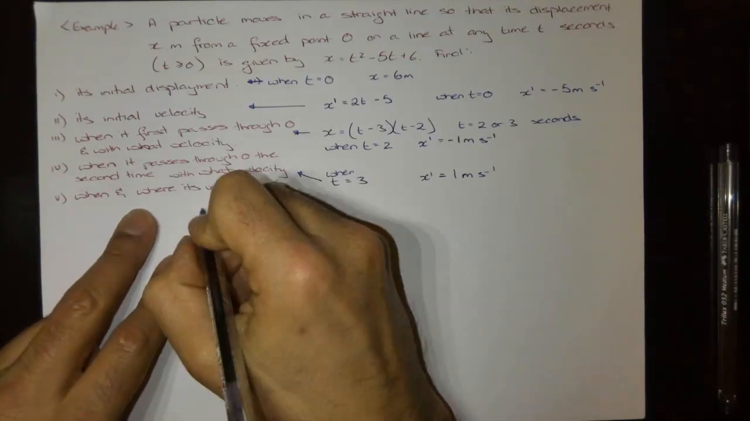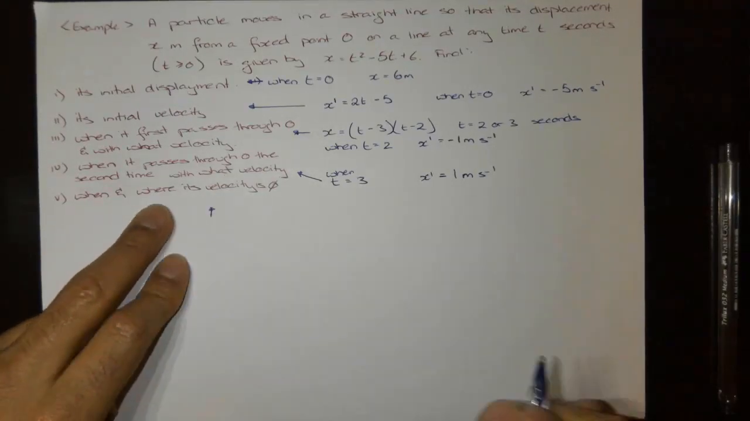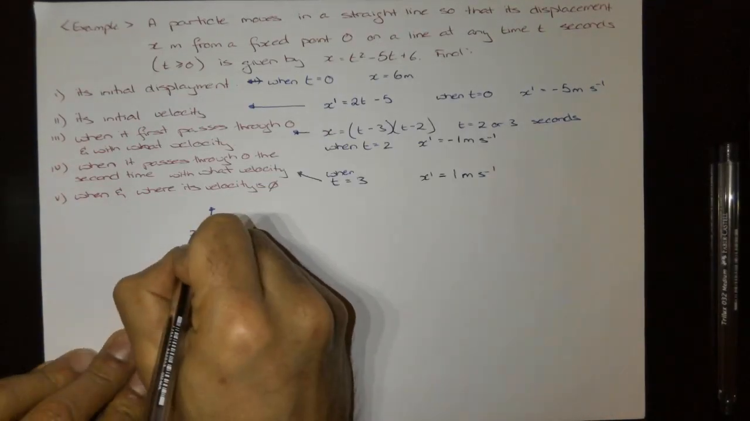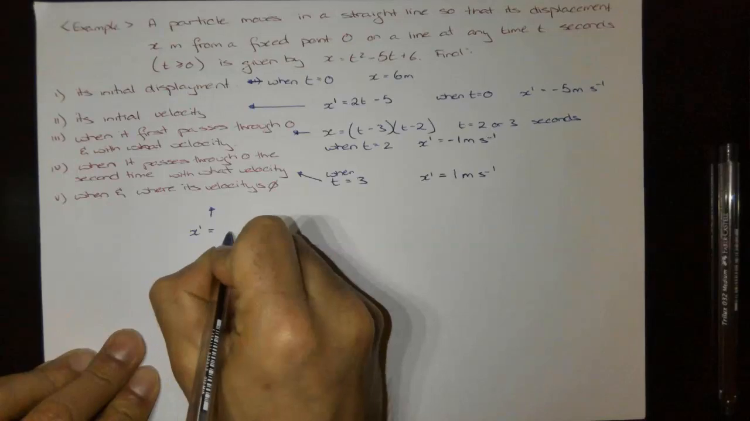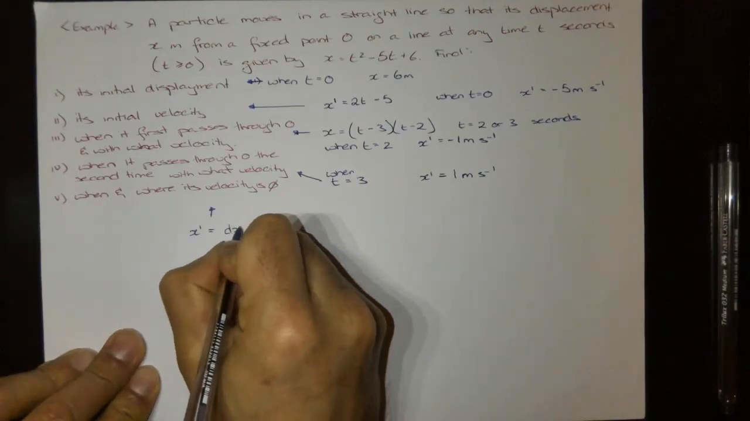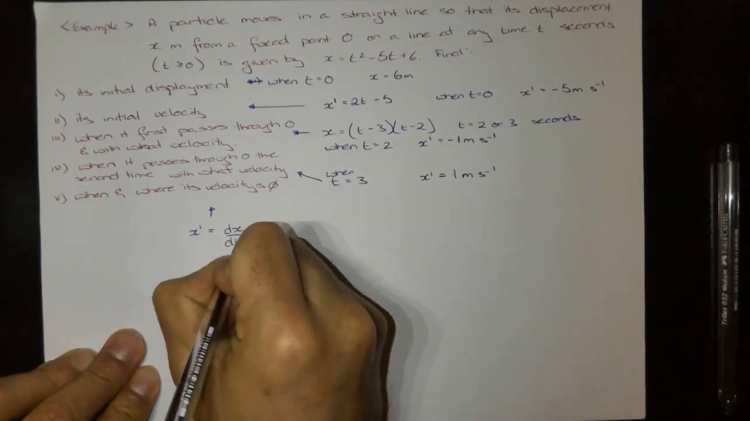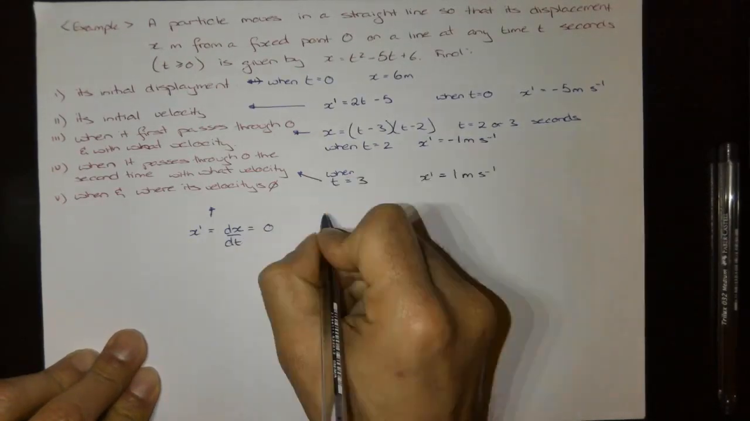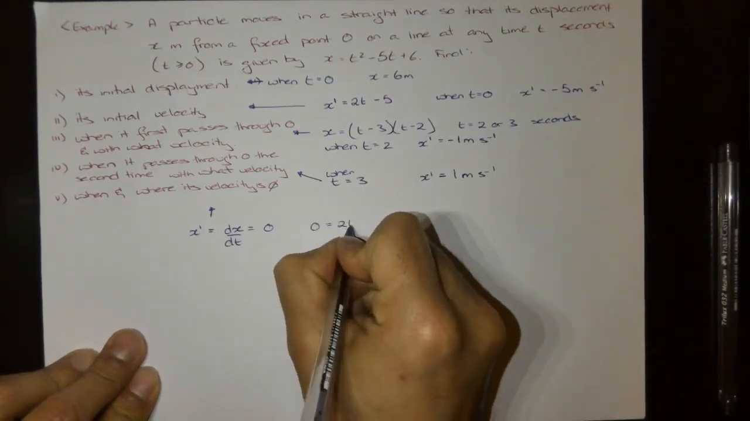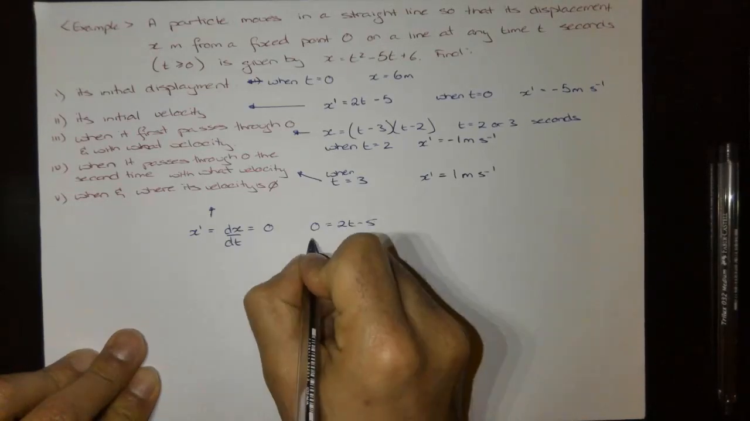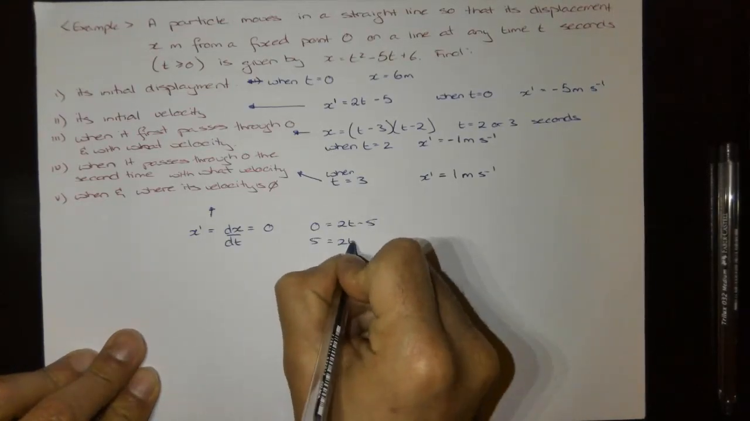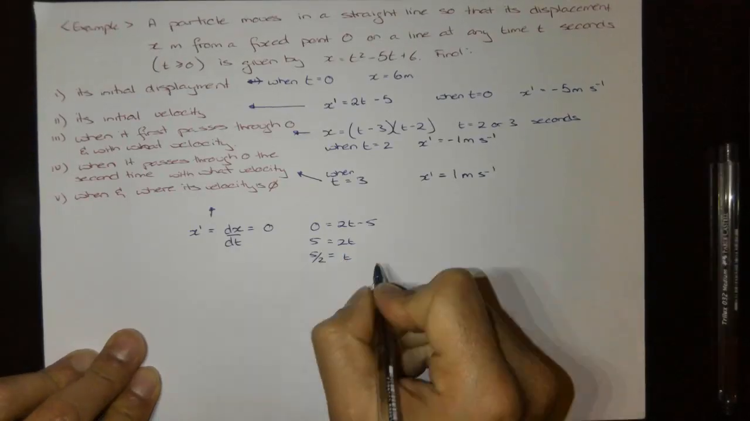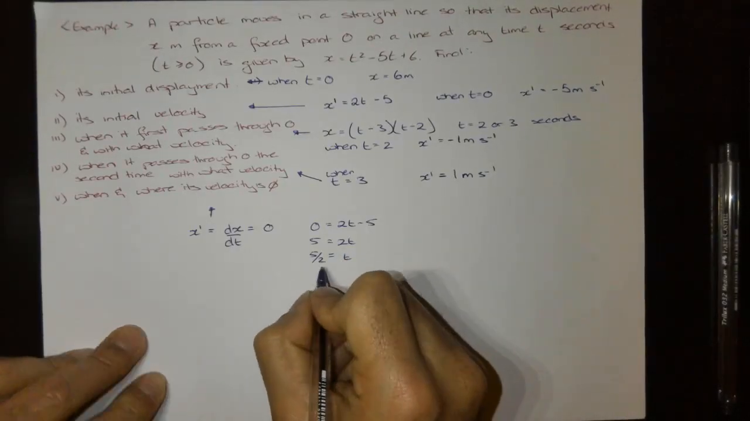Then the next part says when and where the velocity is 0. Remember that the velocity is x dash, that's dx over dt. So we want to figure out when that's 0. So 0 equals 2t minus 5. Bring the 5 across, we'll add 5 to both sides, and divide by 2 on both sides. So that's when t equals 2.5.